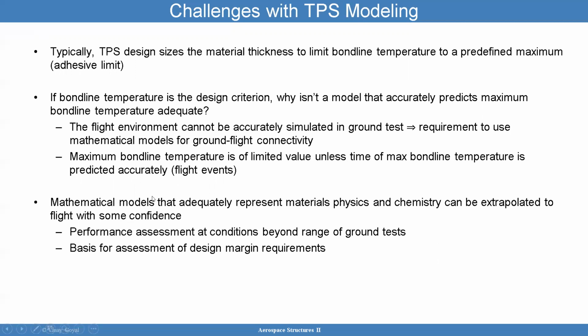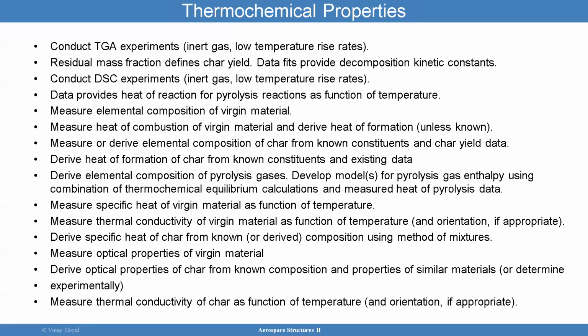Mathematical models that adequately represent materials physics and chemistry can be extrapolated to flight with some confidence. So we can use that. Once we can validate these models against arc jet testing and other testing, we can then use those to extrapolate and look at situations that are outside of the range of ground tests and outside of the assessments that could look at design margins as an example, including factors of safety and things like that.